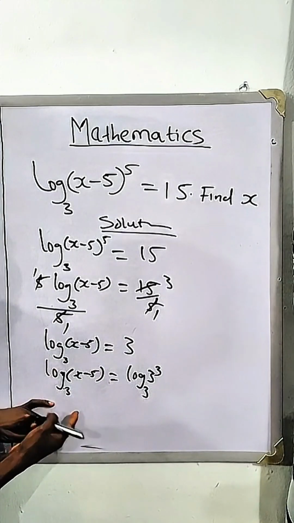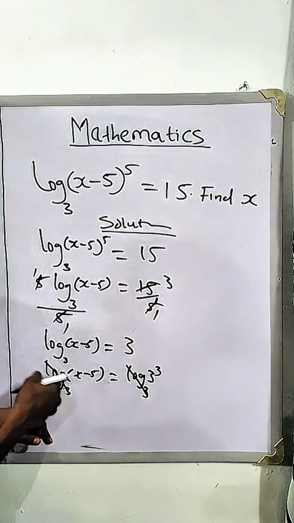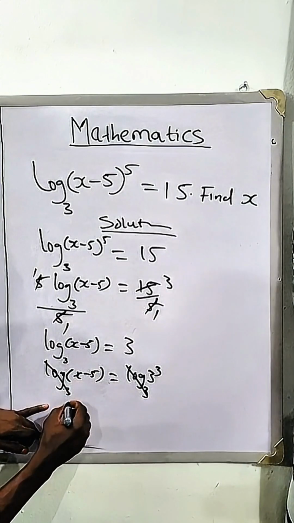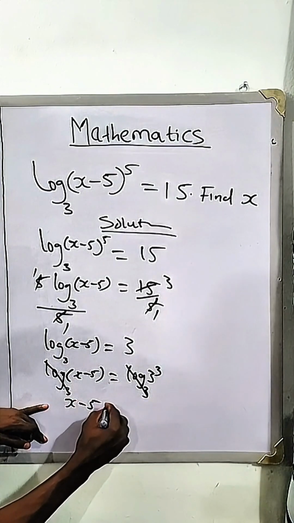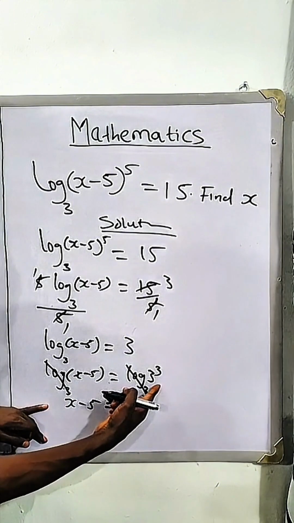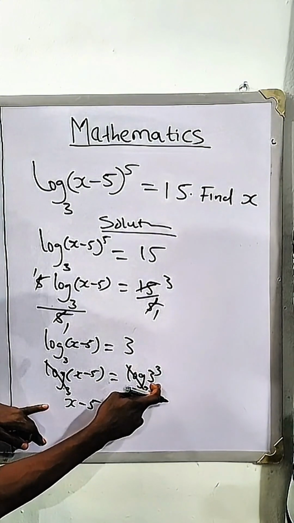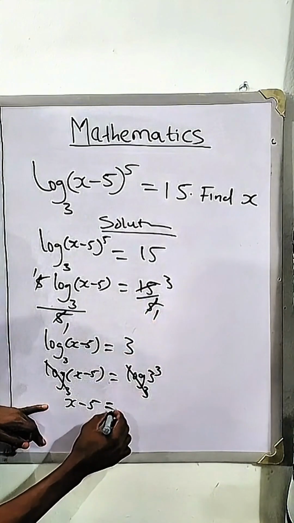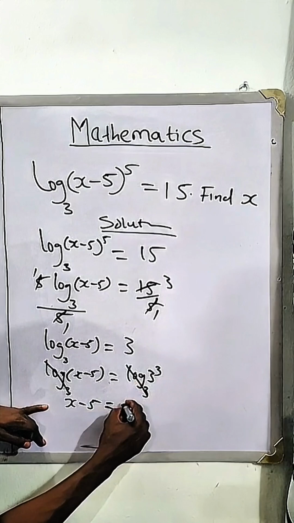Now we have common logs. So this log can cancel itself, this one can cancel itself. They are common. Cancel them out. So we have that x minus 5 is equal to 3 times 3 times 3. Multiply 3 by itself thrice. X minus 5 is equal to 3 times 3, 9, times 3 equals what?